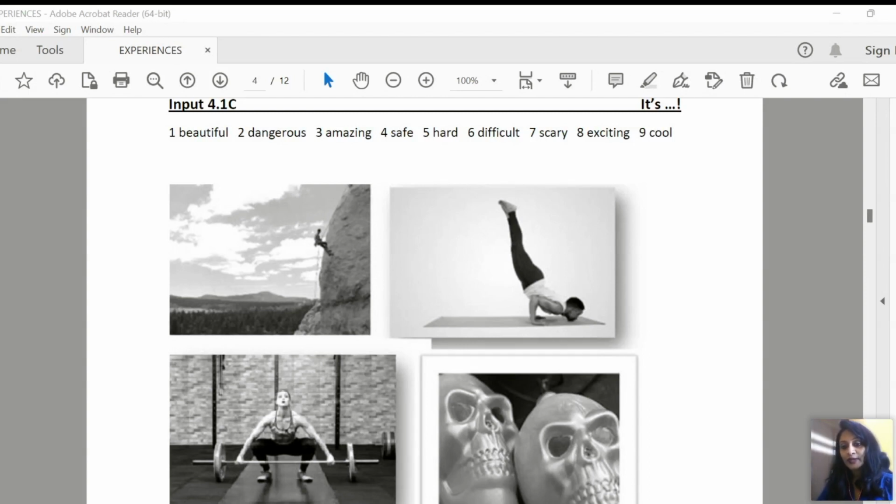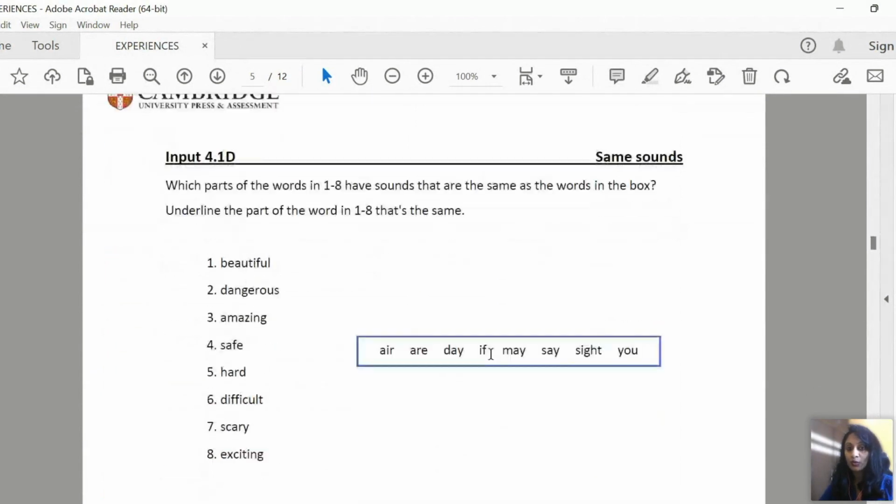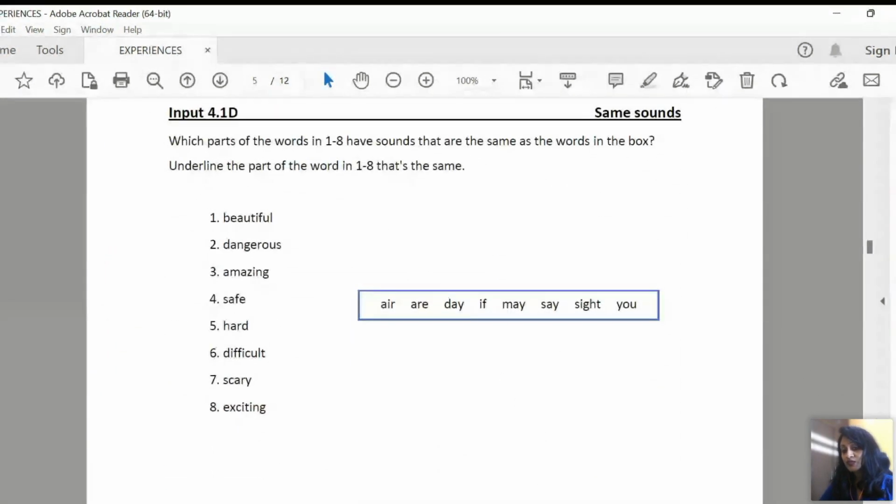Right, great going, guys. I'm moving on to the next activity. The next activity is, of course, some more interesting words on the screen. I'm just trying to hover over all these words again and again simply because sometimes words really work through repetition. On the left are those 8 beautiful words that we have been looking into quite often now. The 8 words do have sounds that are the same as the words in the box.